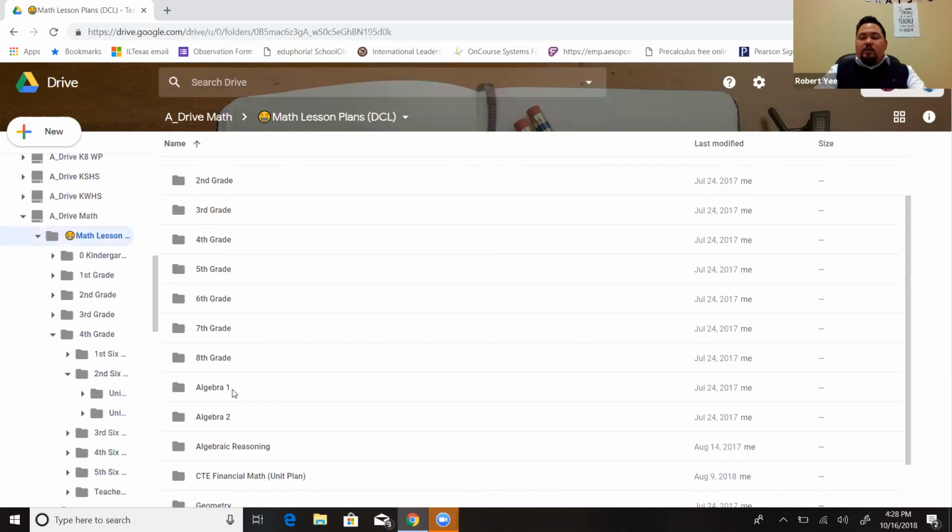We will be making sure that all these documents are ready. They're already ready now for the current units and the upcoming units, and some of the grade levels have them ready for the entire year.